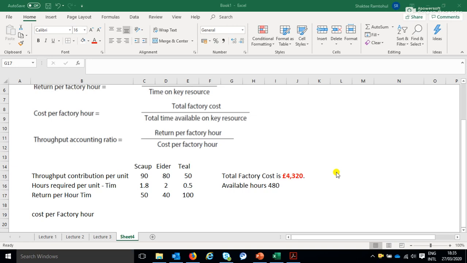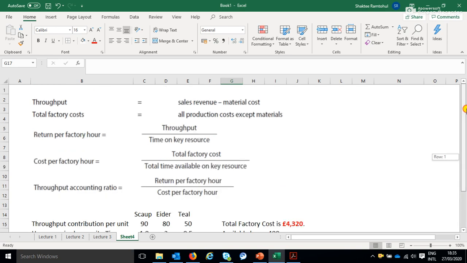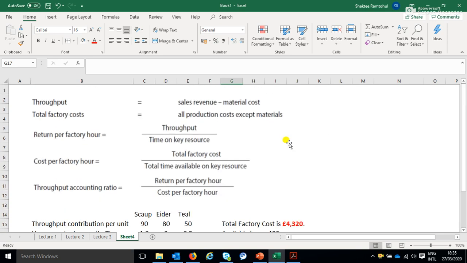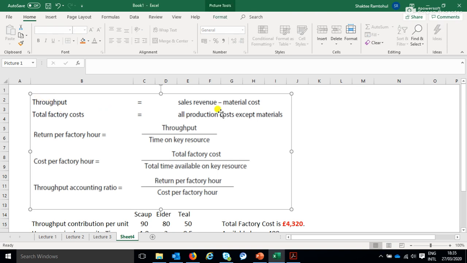Hello everyone. This will be the final lecture on throughput accounting. What we'll do is cover a little bit of terminology and some of the things we would have already gone through in lectures 1, 2, and 3. Now let's start. Throughput, we covered that in lecture 1, and that's your sales revenue minus material cost.